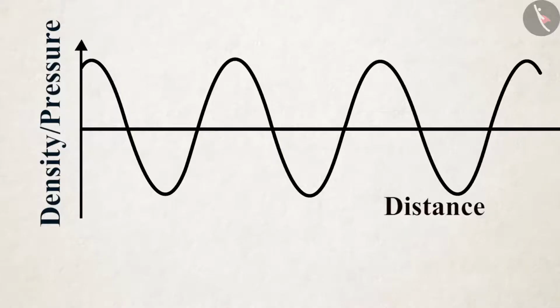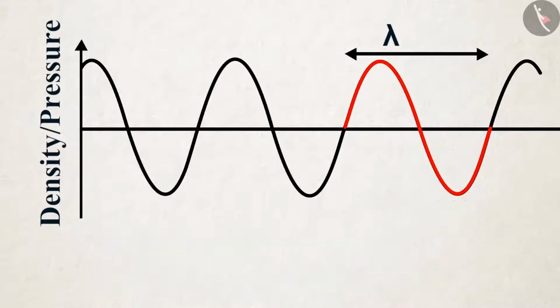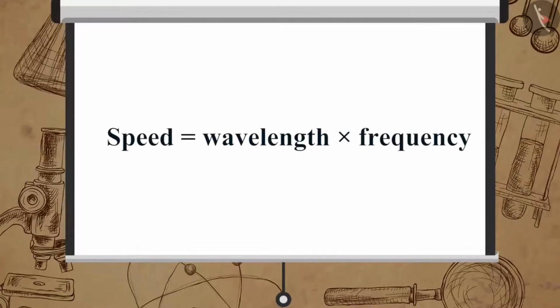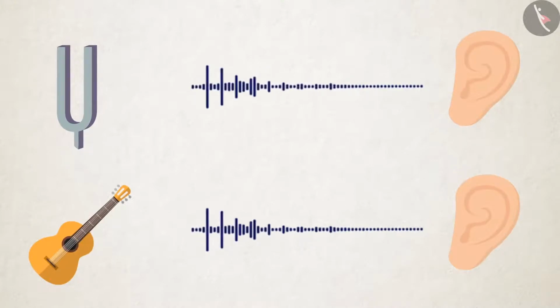We know lambda is the wavelength of the sound wave. Here, lambda is the distance travelled by a sound wave in one time period T. We know nu is equal to 1 upon T. So, speed is equal to lambda multiplied by nu. Thus, speed is equal to wavelength multiplied by frequency. The speed of sound in a given medium remains the same for all frequencies under the same physical conditions.